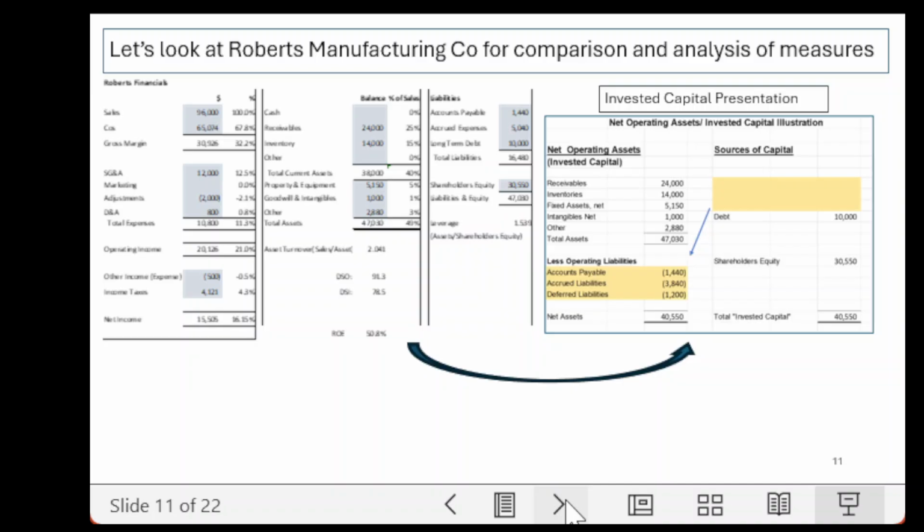So in looking at return on equity, which is presented here, we've got it broken out between net income of 16.15%. We've got asset turnover a little over 2, and we've got leverage about 1.5, yielding an ROE of 50.8.